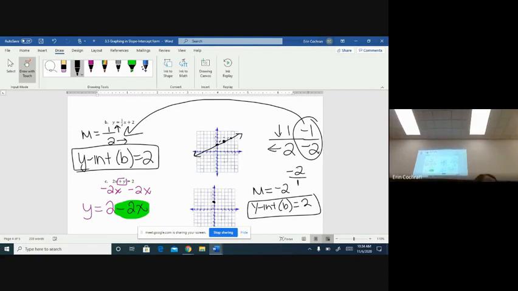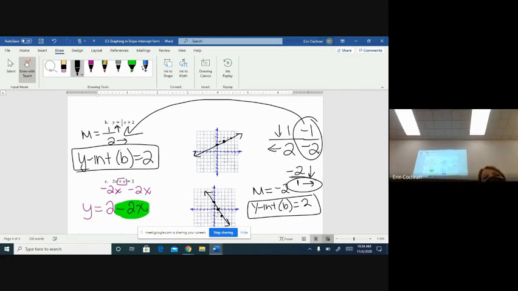So my rise is a -2. So what does that mean? I'm going to go down 2, rise, up or down, right? And then my run is a +1. So am I going to go left or right? I'm going to go to the right. Okay. So from 2, I'm going to go down 2, right 1. So down 2, right 1. Down 2, right 1. And draw my line.